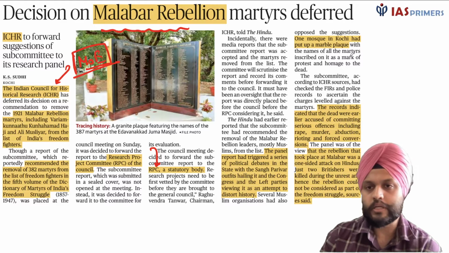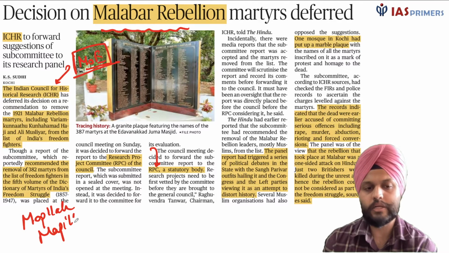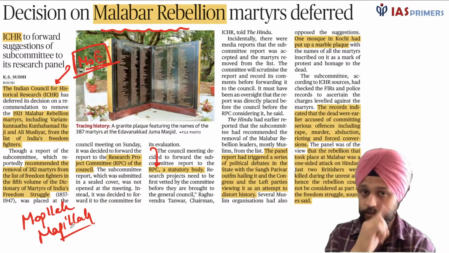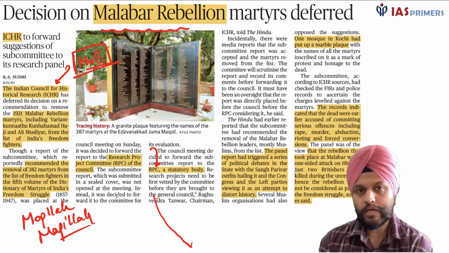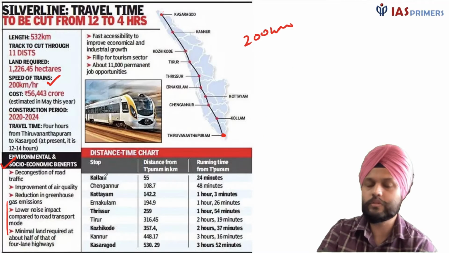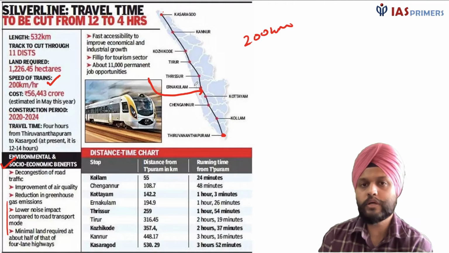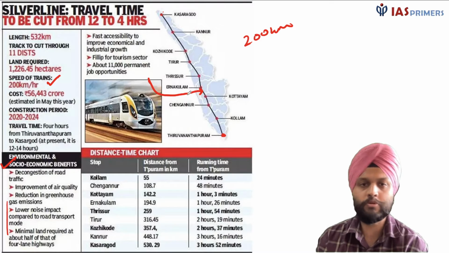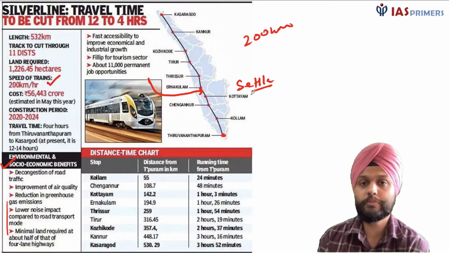Malabar Rebellion is also known as Mopla Rebellion, also known as Mapilla Rebellion. So it's basically associated with the state of Kerala, obviously Malabar, right? Kerala, as you can see, is on the western coast of India. Arabs used to come over here and settle over here. Some of them for trade purposes. So they had trade establishments.